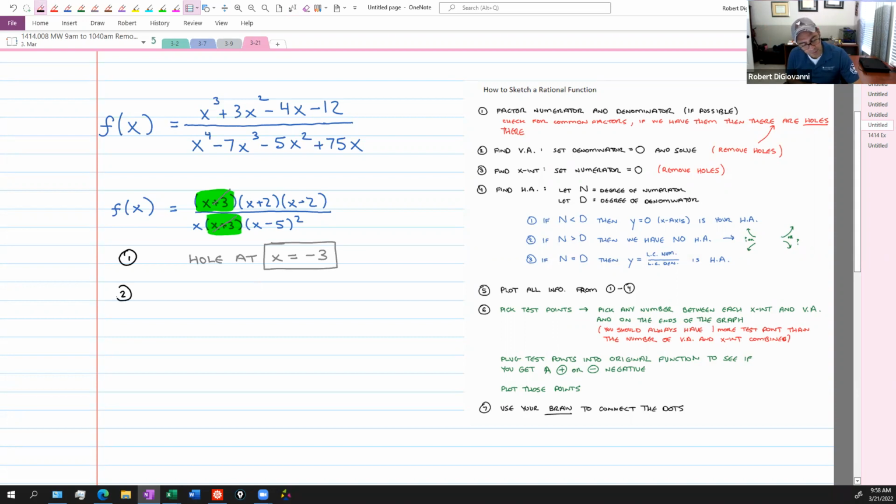Step 2. Vertical asymptotes. Well, how many will I have? I need to set the denominator equal to 0. The denominator, what's left is this. So I get one answer here, x is 0. And from here, x is 5. So I have 2 vertical asymptotes.